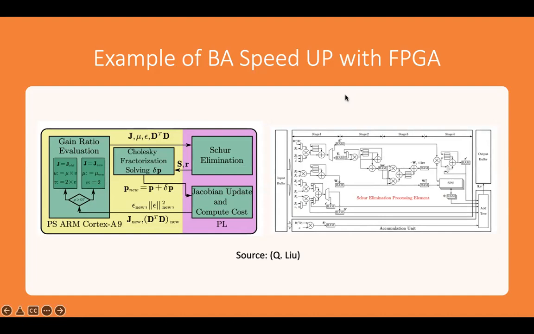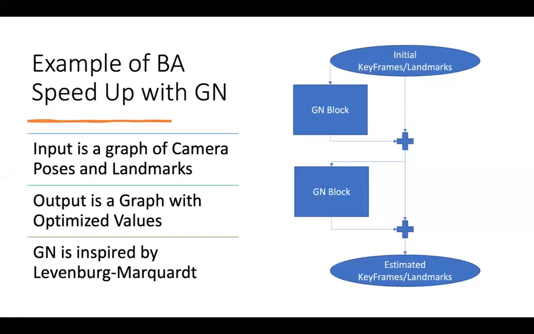But there are other ways to go about creating bundle adjustment speed up as well. Instead of doing the direct computation, you can use more of an AI approach and actually learn to do the computation. That gets into the example of bundle adjustment speed up with a graph network. A graph network is a type of graph neural network where the input is a graph and the output is a graph of the optimized values.